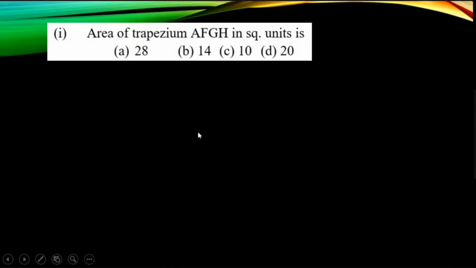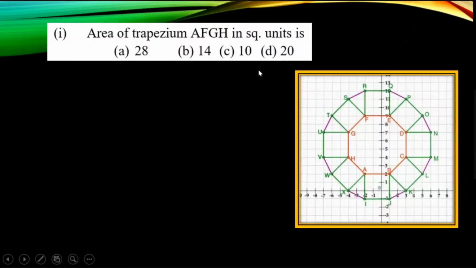So the first part is find the area of the trapezium AFGH in square units. So let us see the figure once again. I want to find out the area of the trapezium AFGH. So A, F, G, and H. Let us find the coordinates of the vertices of this trapezium. A is -2 and 2. F is -2 and 9. G is -4 and 7. And H is -4 and 4. So the coordinates are given here.